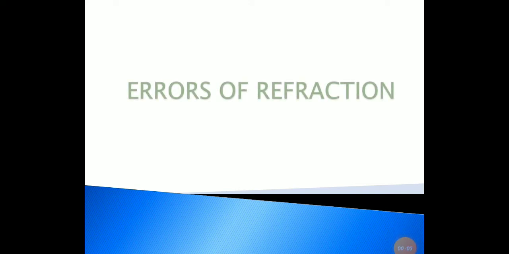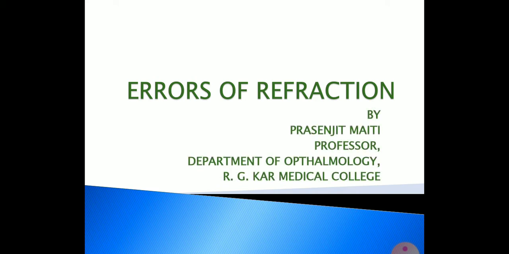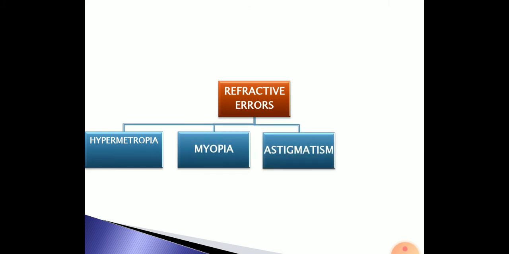Dear students, today I will talk about the errors of refraction. What are the different types of refractive errors? Number 1, hypermetropia. Number 2, myopia. Number 3, astigmatism. And number 4 is presbyopia.